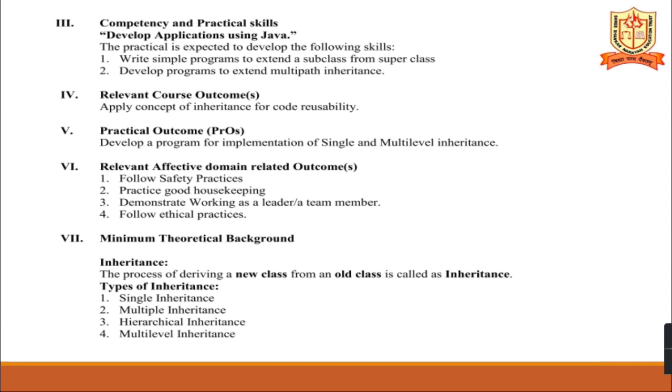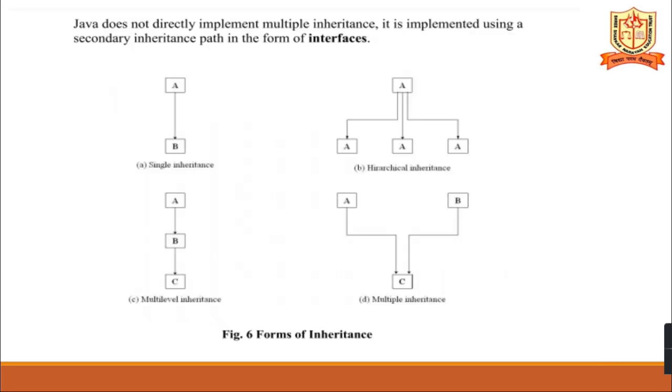The process of deriving a new class from an old class is called inheritance. Deriving a new class from an old class is called inheritance. Types of inheritance: single inheritance, multiple inheritance, hierarchical inheritance, multi-level inheritance.